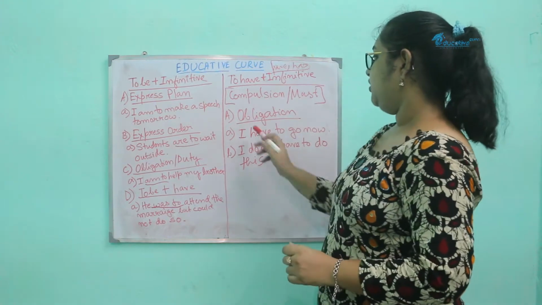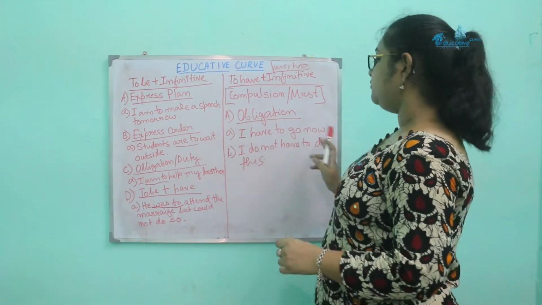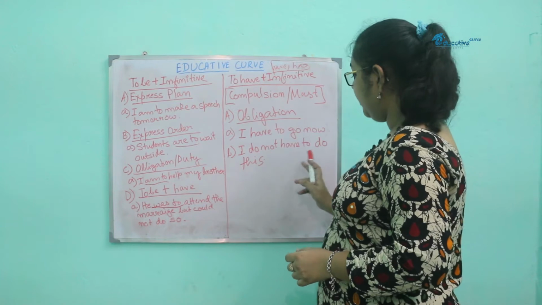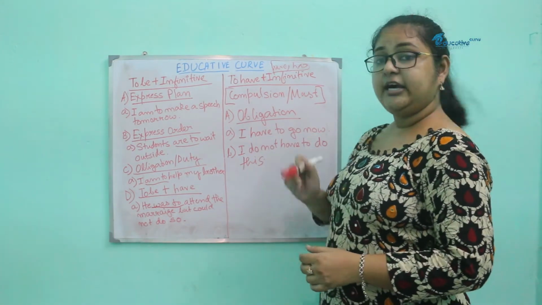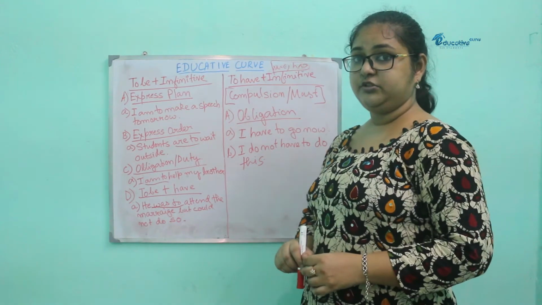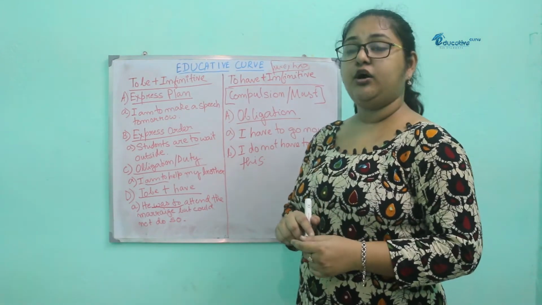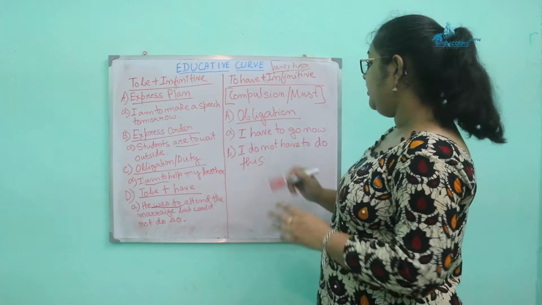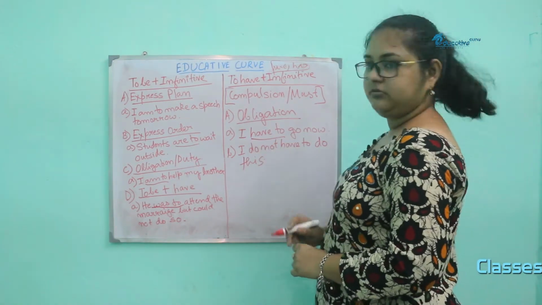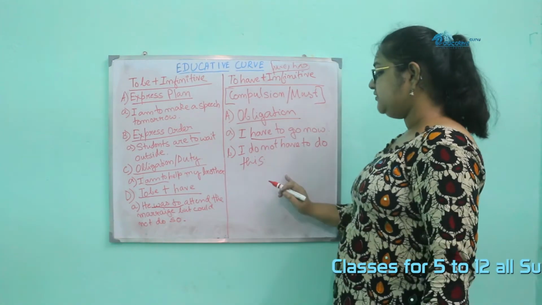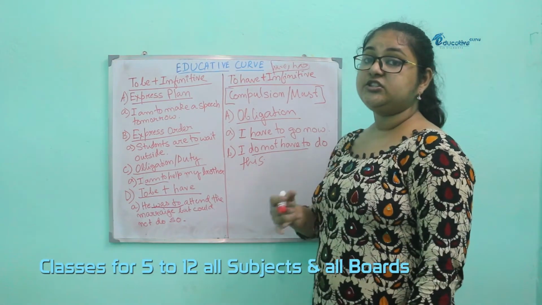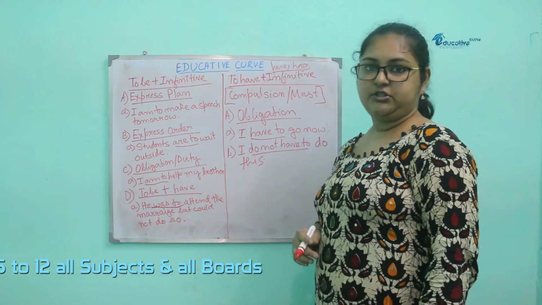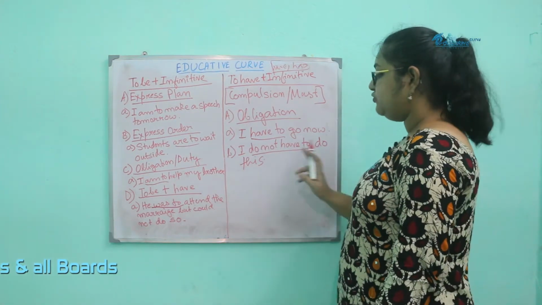Right? See, obligation. I have to go now. I do not have to do this. That means here I am saying that I have to go right at this moment or else I might miss something or something might happen. So I have to go. Right? And in this example, I do not have to do this. That means it is not my duty to do that particular thing. Right? So I do not have to do.